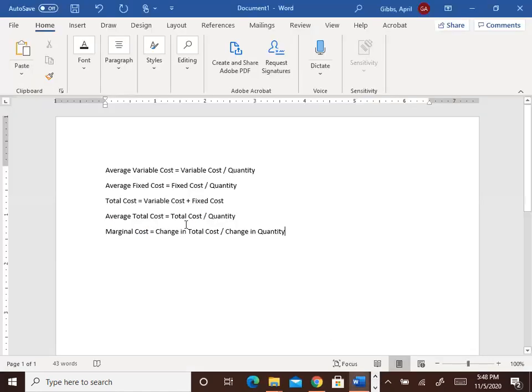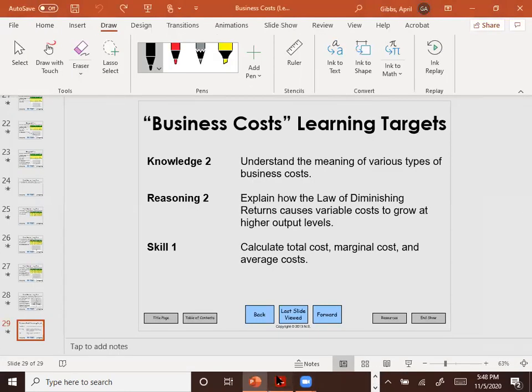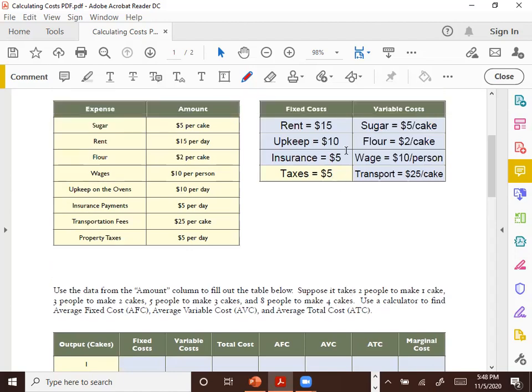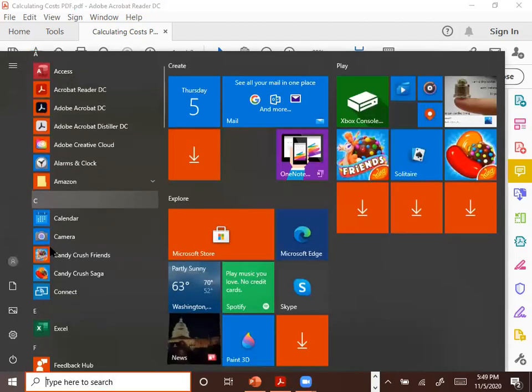So that's where this little chart's going to come in handy. Oops, wrong one. So our fixed costs. So we find our fixed costs by adding all these up. So for fixed costs, remember that they're the same no matter how many cakes we bake. So let me pull up my calculator. Oh, I don't have one there.